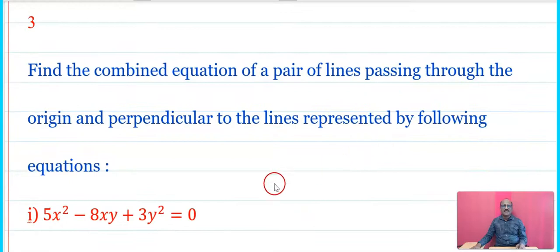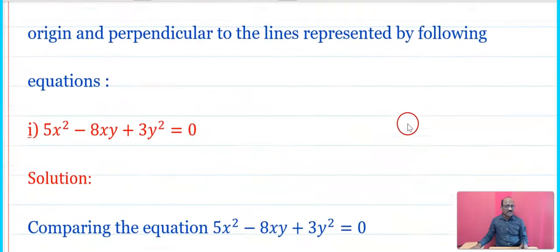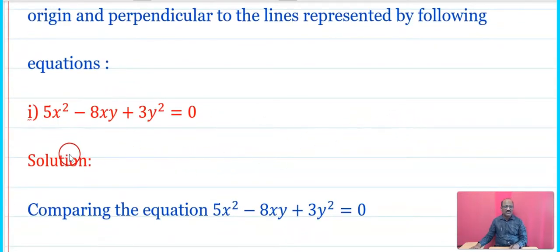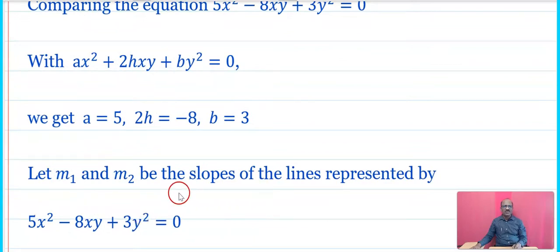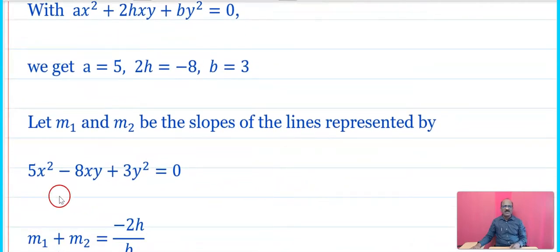Now the next: find the combined equation of a pair of lines passing through the origin and perpendicular to the lines represented by the following equation. Now here the first equation, 5x square minus 8xy plus 3y square is equal to 0. Comparing it with ax square plus 2hxy plus by square is equal to 0, the value of a is 5, 2h is minus 8, b is 3, and let m1 and m2 be the slopes of the lines represented by 5x square minus 8xy plus 3y square is equal to 0.